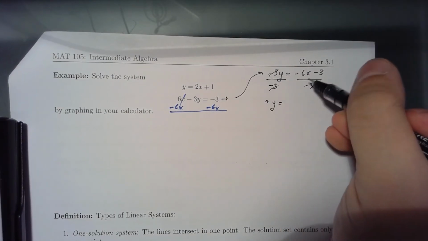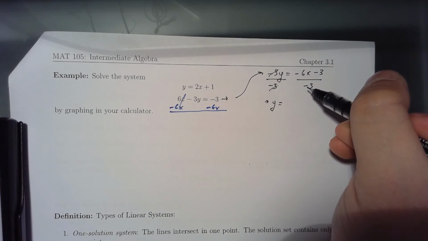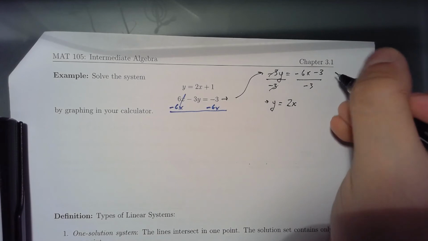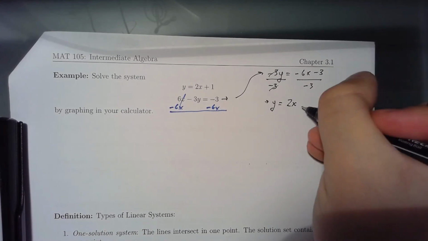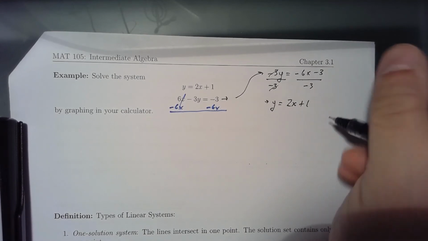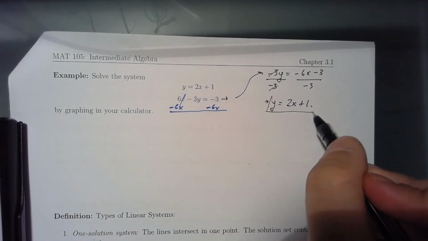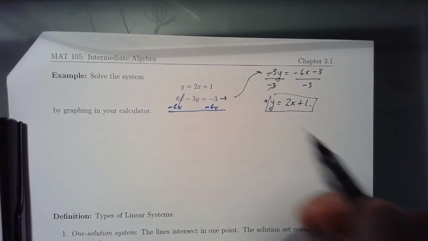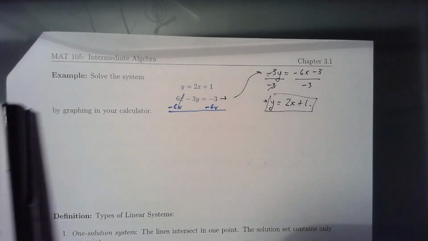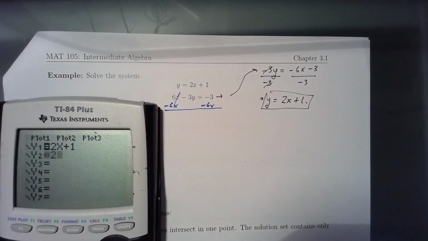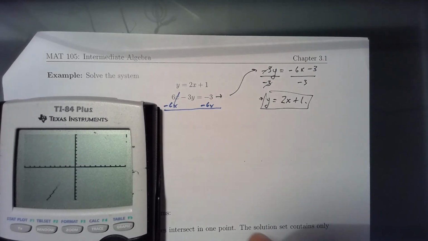So I could break this up, right? Negative over negative is positive. 6 over 3 is 2. So I'm going to have 2x. And negative 3 over negative 3 is positive 1. Hey, look at that. The second equation, solved for y, is this. Isn't that the same equation as the first one? It is. It's the same one, just disguised. So I have a system of equations where both equations are the same thing. So that's just graphing the same line twice.